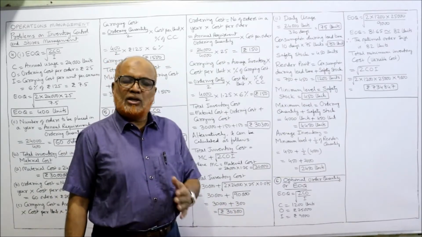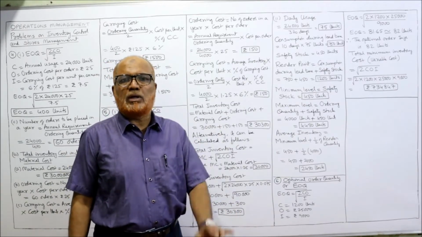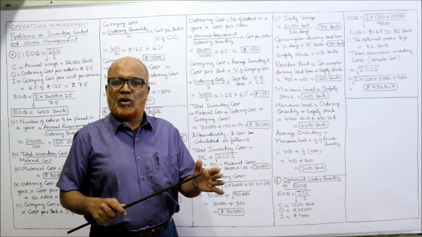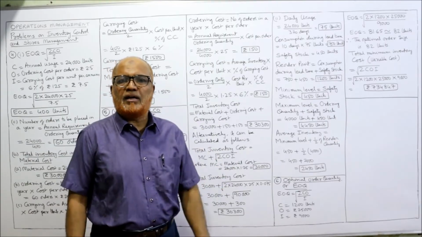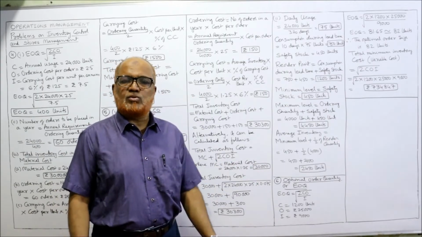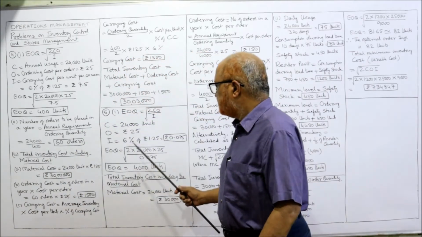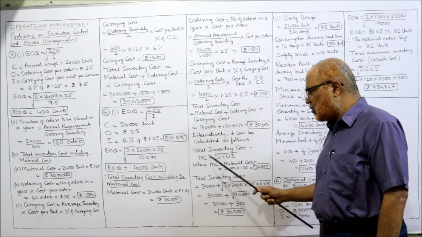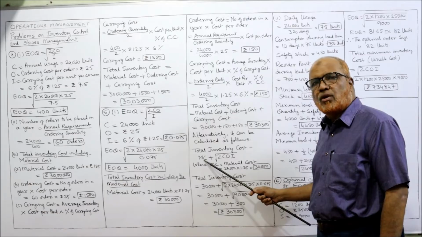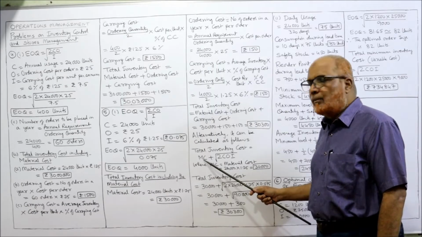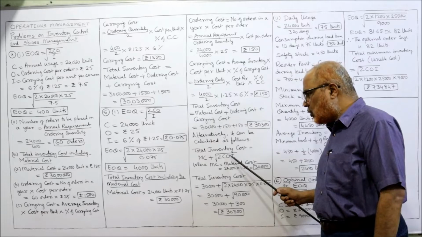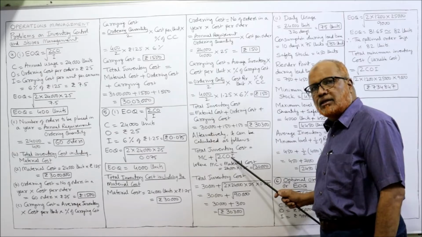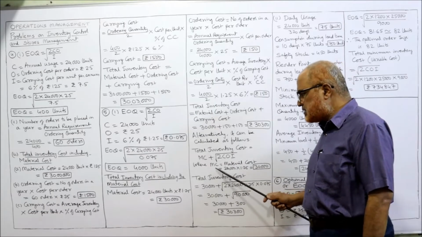Now I will show you a shortcut method of calculating the total inventory cost. Instead of calculating material cost, ordering cost and carrying cost separately, in one formula itself we can calculate the total inventory cost. We'll get the same answer. Alternatively, it can be calculated as follows. Total inventory cost is equal to MC plus root of 2COI, multiply 2 into C into O into I under root, right? Where MC is equal to material cost.